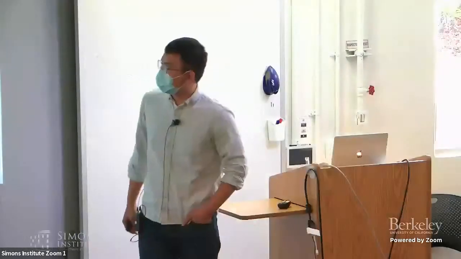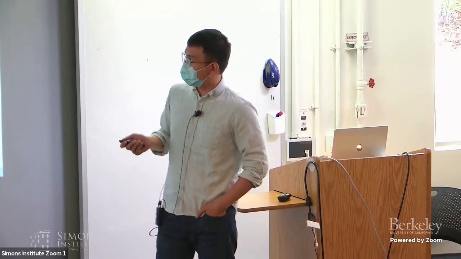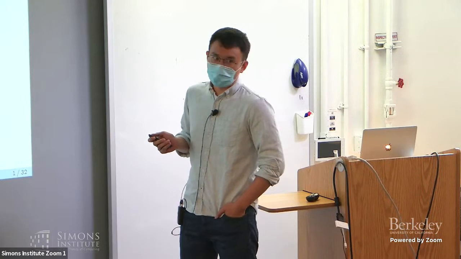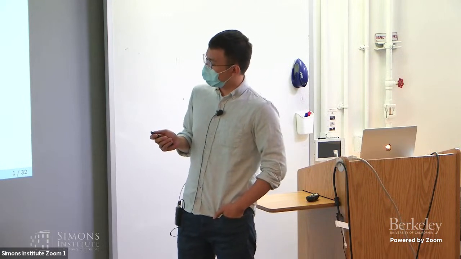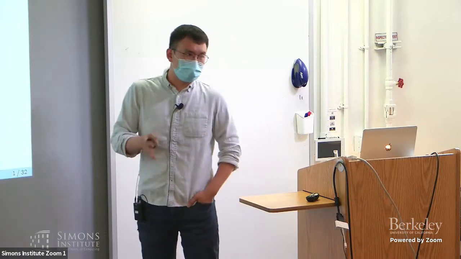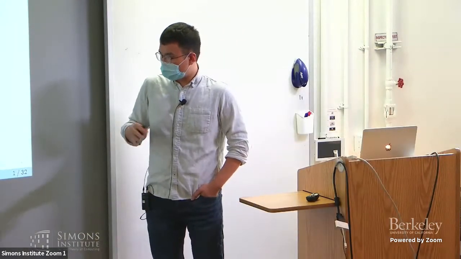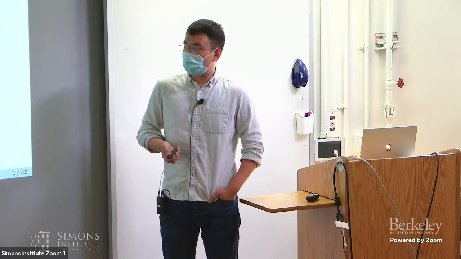It's my pleasure to talk at Simons, and this talk is about the local convexity of TAP energy and AMP convergence for a prototypical model for Bayesian inference in high dimension. The result talks about how, while the initial search phase is hard, the final search phase is simple. This is joint work with Michael Celentano and Zhou Fan, and it's based on prior work with Zhou Fan and Andrea Montanari.